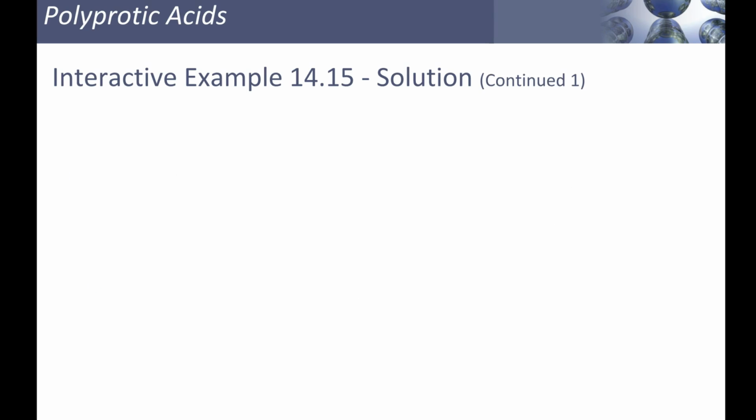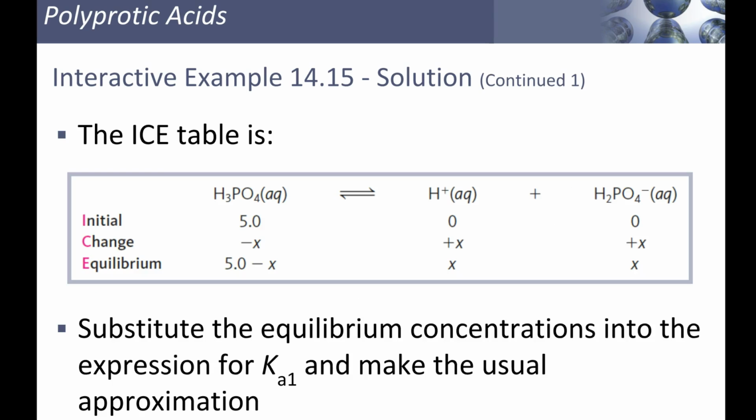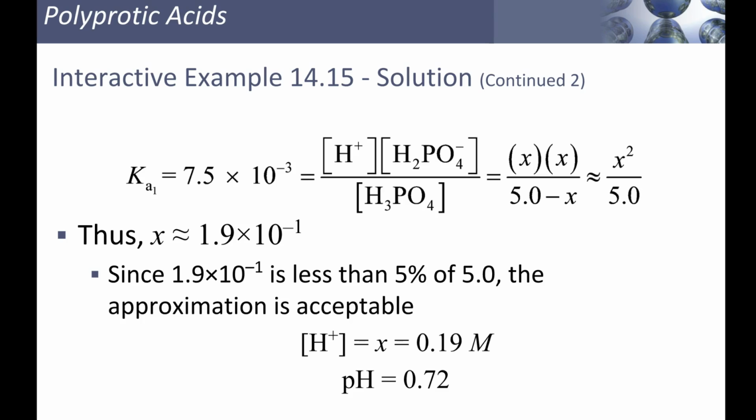So you plug in the same way. You go ahead and do the ice table. You're given an initial concentration of 5 molar phosphoric acid. You know how it works, 5 minus your X and all that good stuff. You plug in and you find pH to be 0.72.